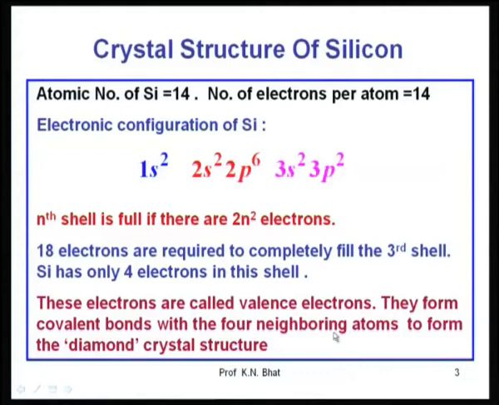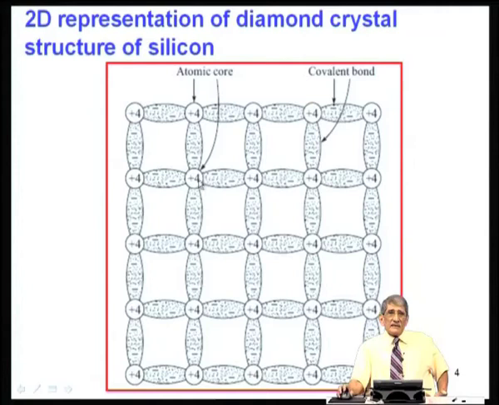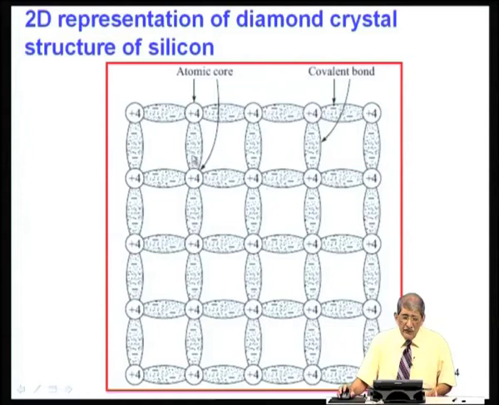There are different types of bonds. There is one type of bond where they share electrons between the 2 atoms. It is called covalent bond, to form a diamond-like crystal structure. This is the 2 dimensional picture of that crystal structure. I do not want to draw the complicated 3 dimensional structure. So, a very simple picture which is found everywhere in textbooks is this.